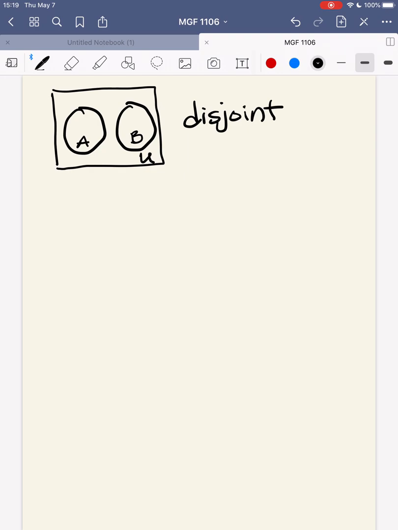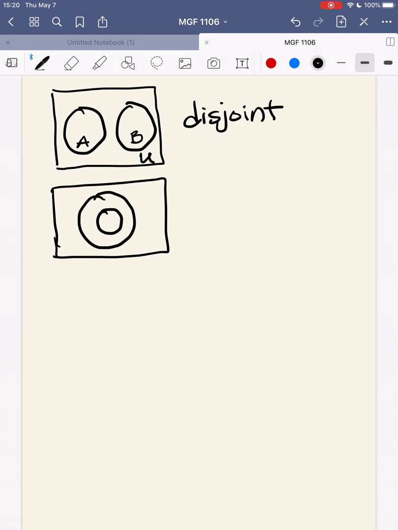universe. Okay. If I have a universe, and I have a set, and the other set is entirely inside this other set. So if I have set A and set B is entirely inside set A, and there's my universe, okay? This is a proper set, okay?